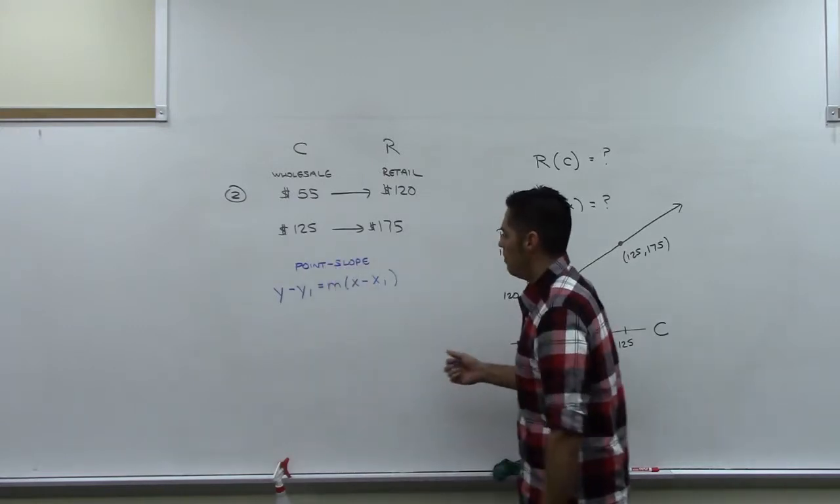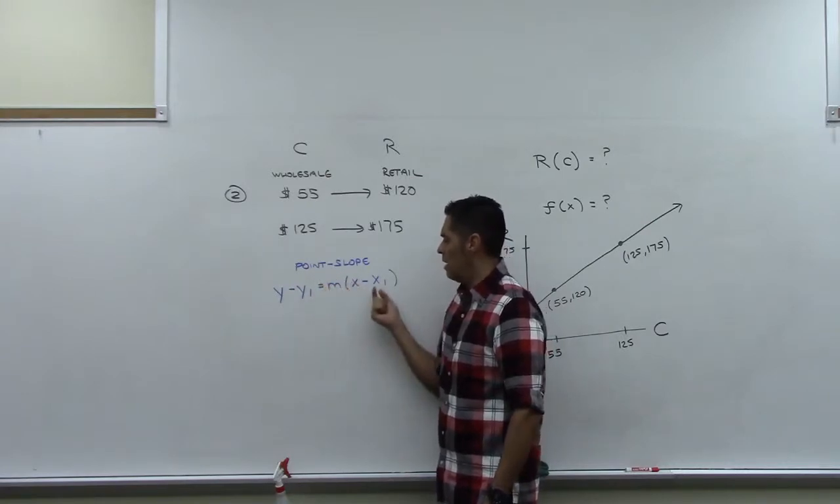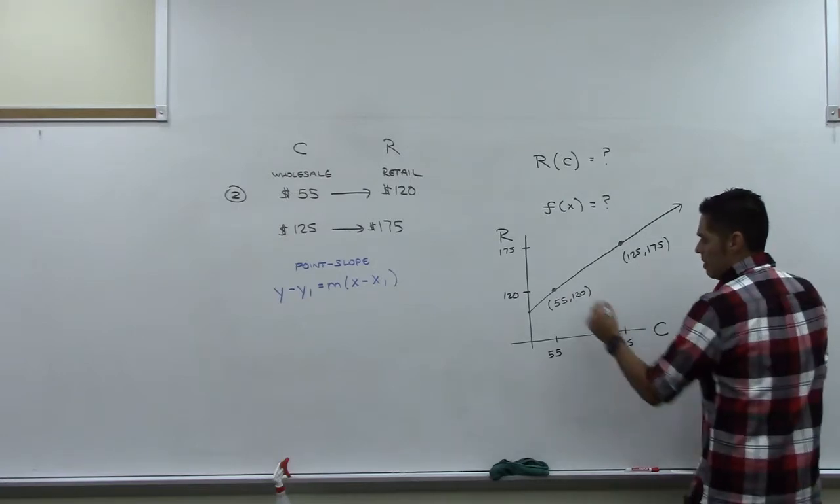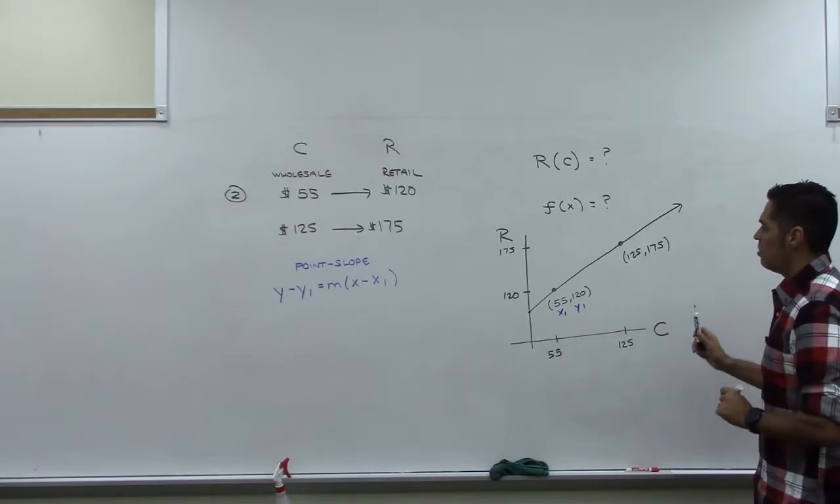So in order to come up with the equation of a line, you need a point on the line and the slope of the line. We actually have 2 points, so we could use either one of these. Why don't I use this one? I'll call this x1, y1. And then we need the slope of the line.